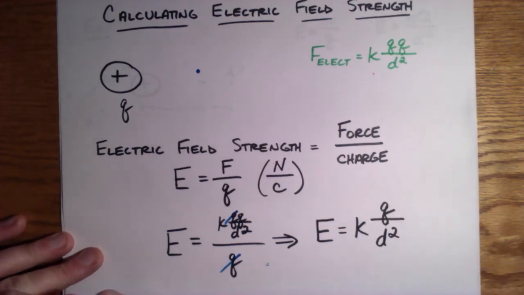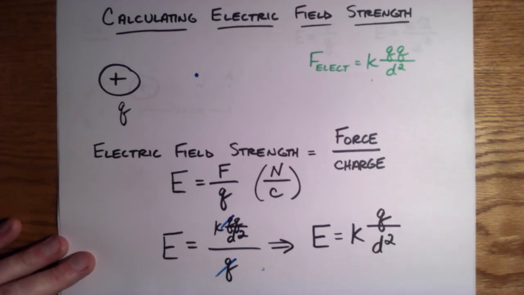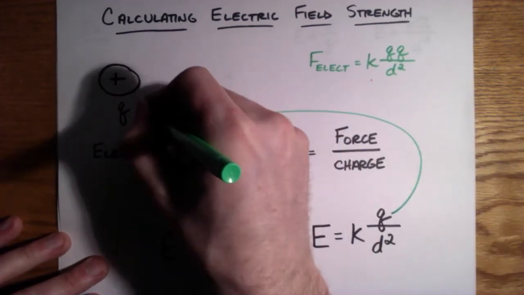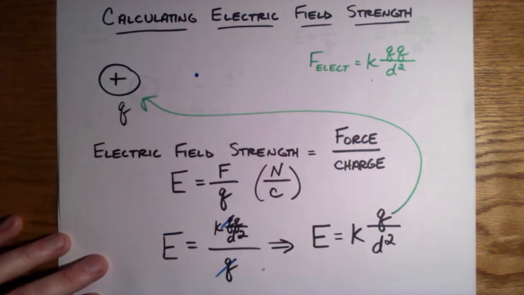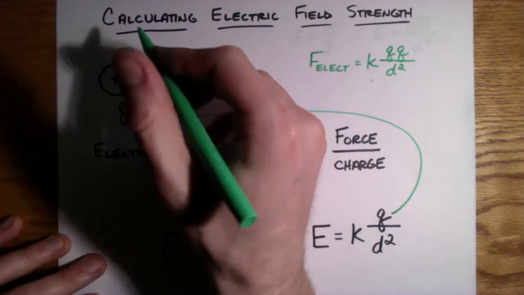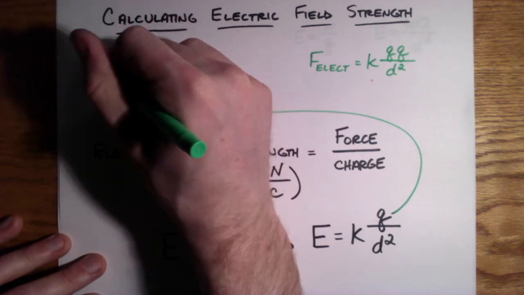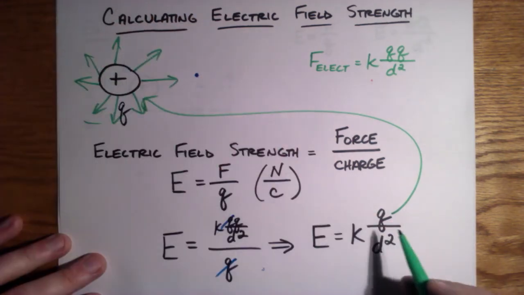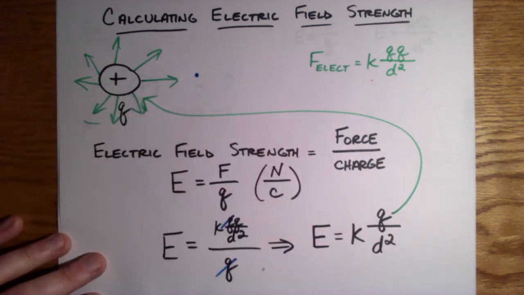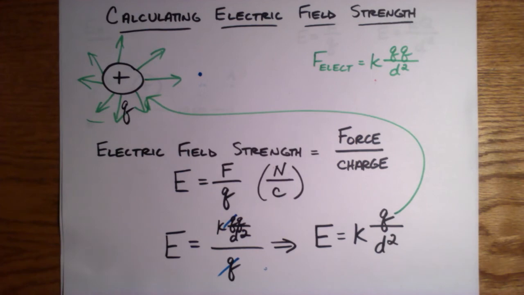And an important thing to realize here is that this Q is the actual charge causing the field. It's not this charge over here, it's the actual charge that's going to create that field around it. So we know that this positive test charge has a field. That field is a product of its charge, of its strength. So these are two equations we can use in order to try and calculate the field strength.